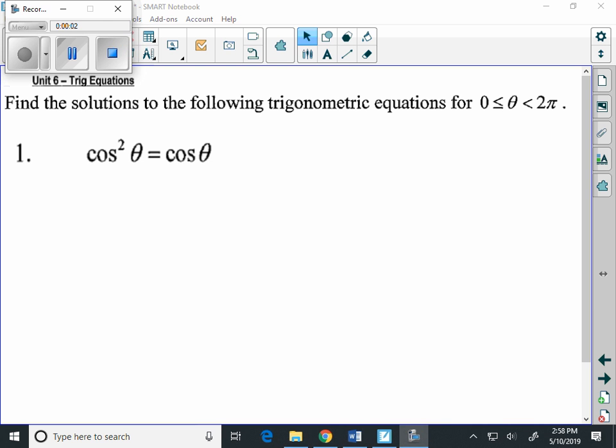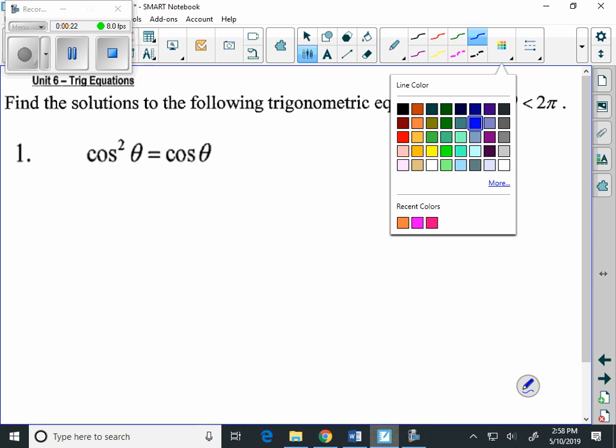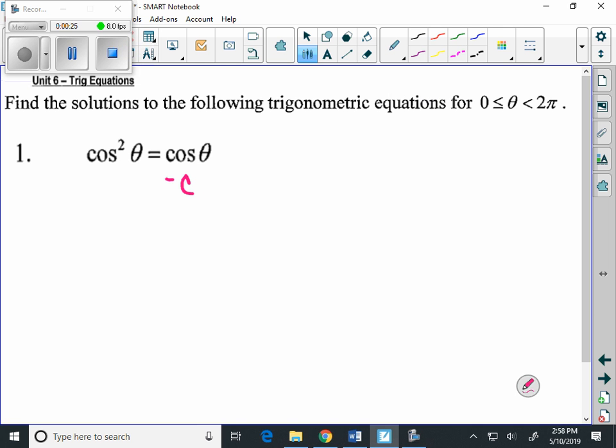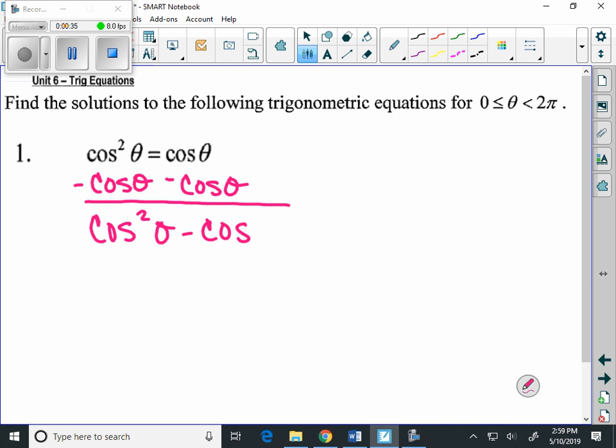Find the solutions to the following trigonometric equations where theta is between 0 and 2 pi, not including 2 pi. The first thing on this problem is we have a quadratic. We have a squared term in it, so we're probably going to have to factor this problem. As we start this out, let's subtract cosine of theta on both sides, and we get cosine squared theta minus cosine of theta equals 0.